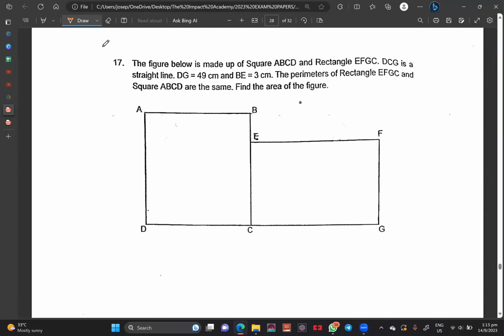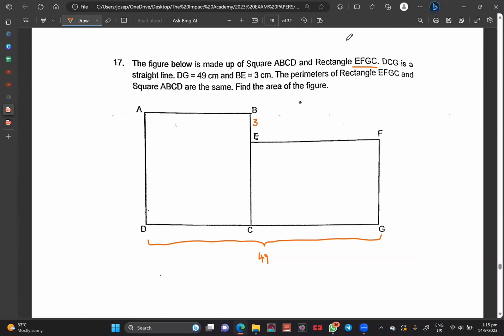Hi everyone, we are looking at TAO question number 17. As you can see over here, it says that the figure below is made up of square ABCD and rectangle EFGH. BCG is a straight line. We learn that DG, from here all the way to here, is 49, and BE is 3. So we have 3 over there.